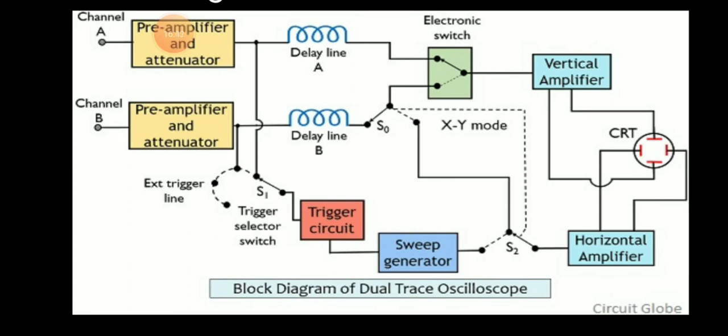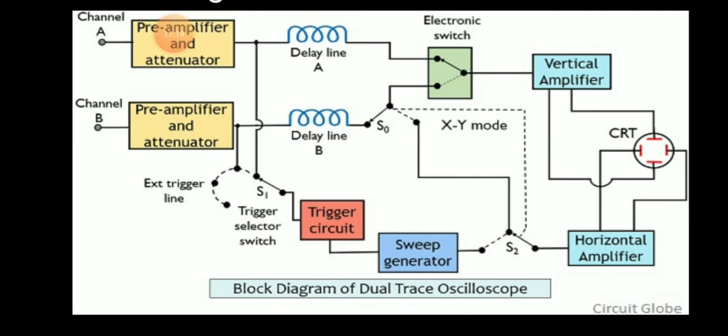Second block, chop mode. In the chop mode, the electronic switch will make several transitions from one channel to the other channel during one sweep. During one signal, one sweep or one waveform, you can make several transitions from one channel to the other, that is, from channel A to channel B. The electronic switch is controlled by a free running oscillator.